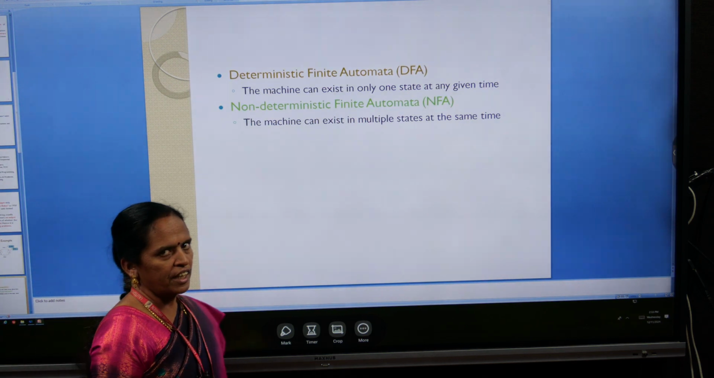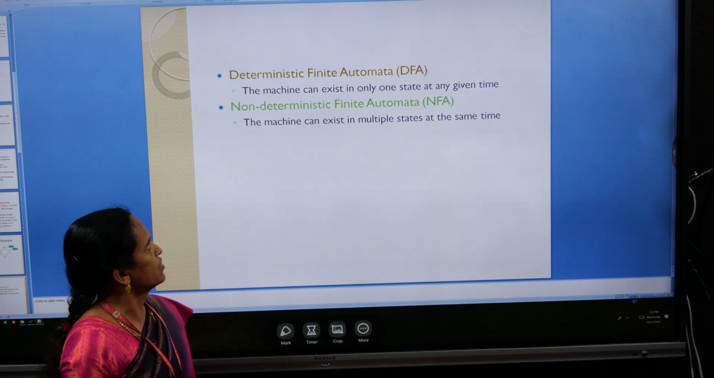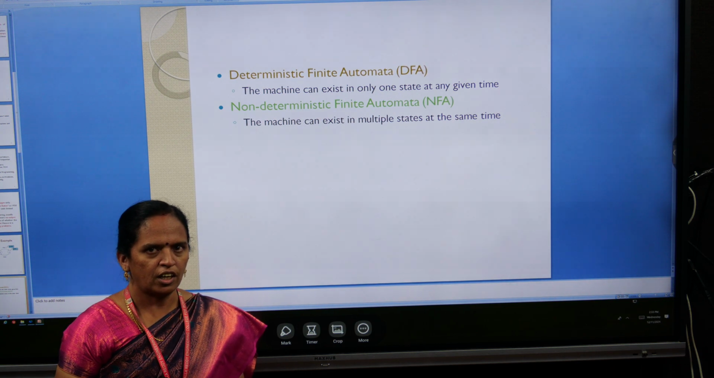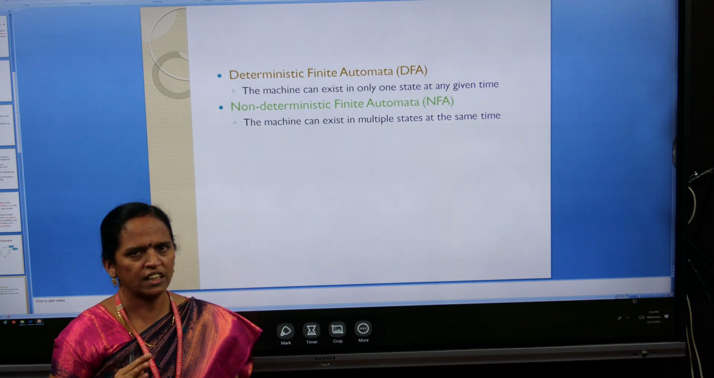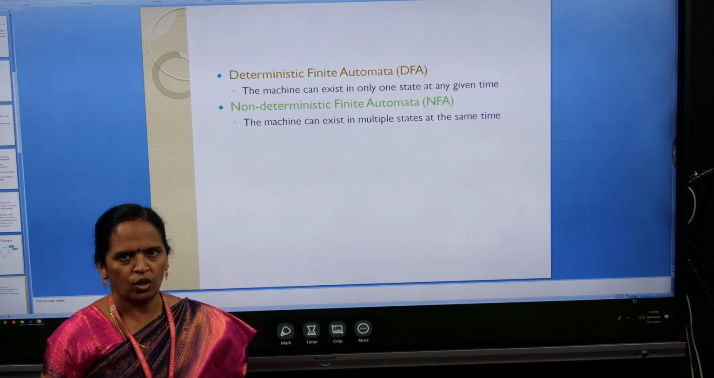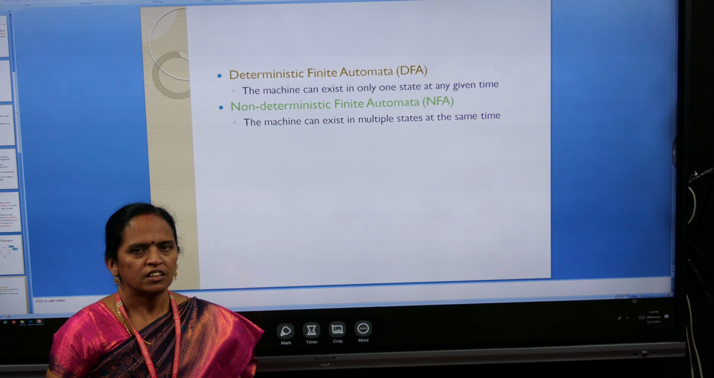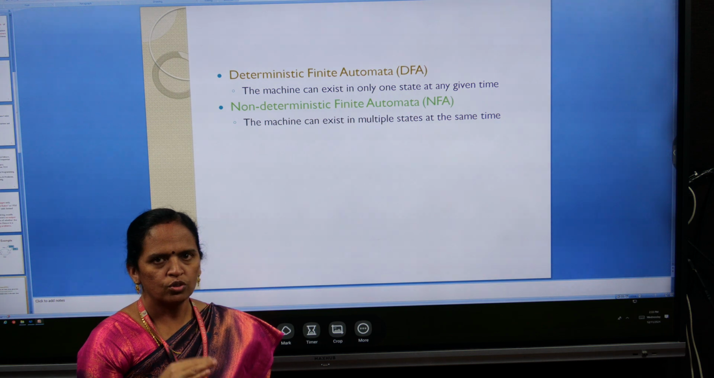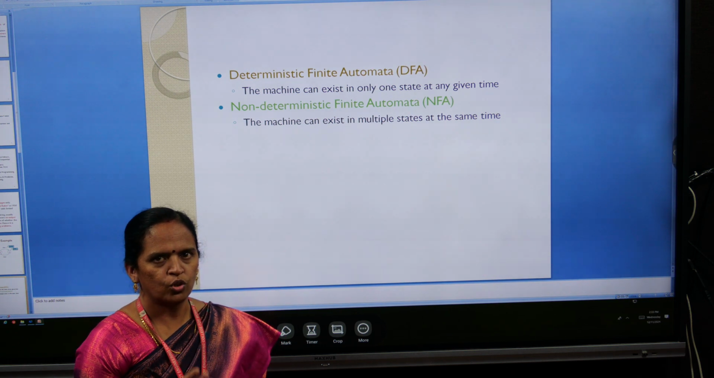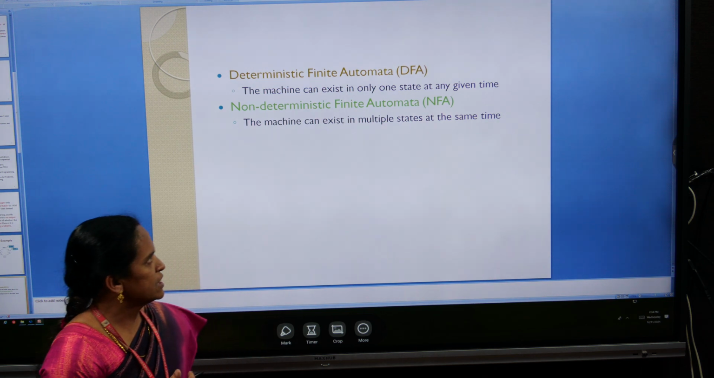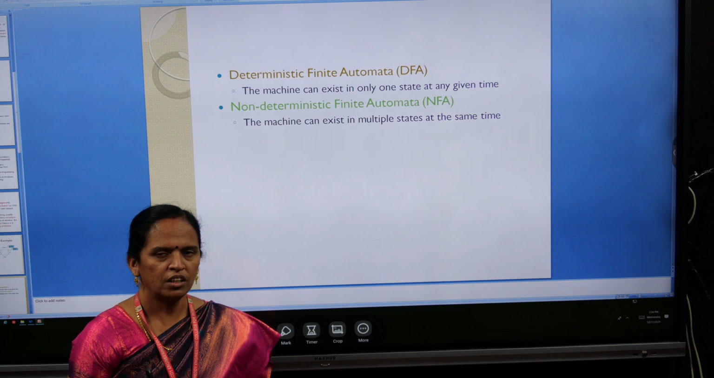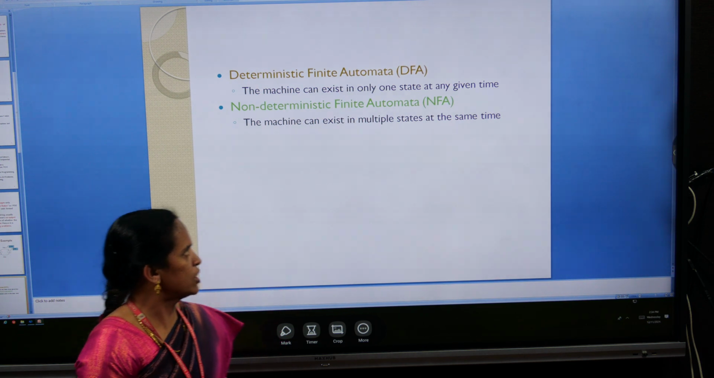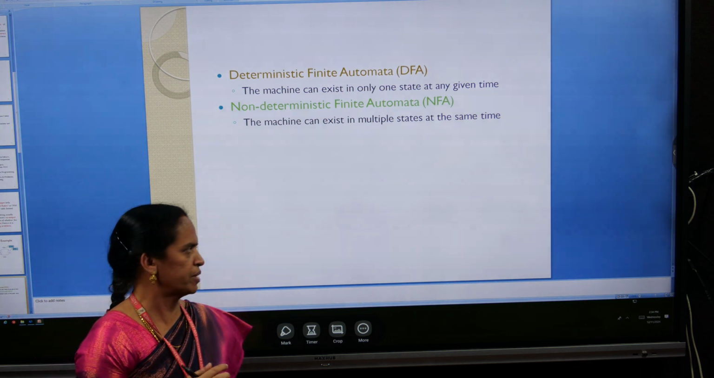So there are two kinds of finite automata available. The first one is deterministic finite automata. The next one is non-deterministic finite automata. In deterministic finite automata, for each input symbol, we can have only one transition out of each state. That is, if I give one input to a particular state, it moves to only one state, not more than one state at a time. In non-deterministic finite automata, for each input symbol, it can move to more than one state at a time. So that is possible only in non-deterministic finite automata.